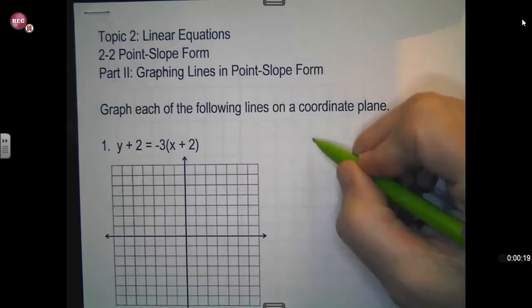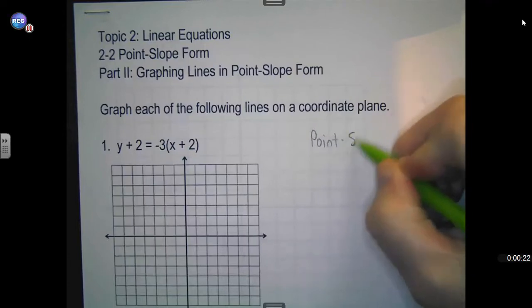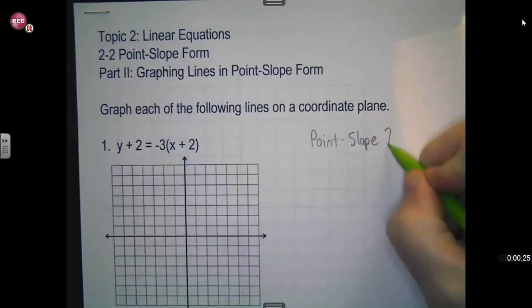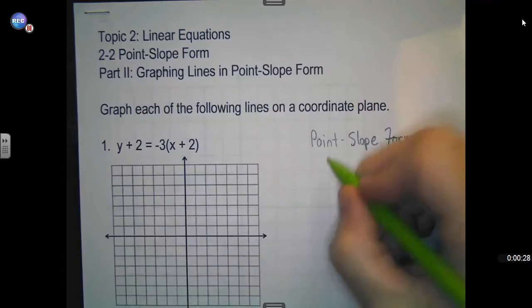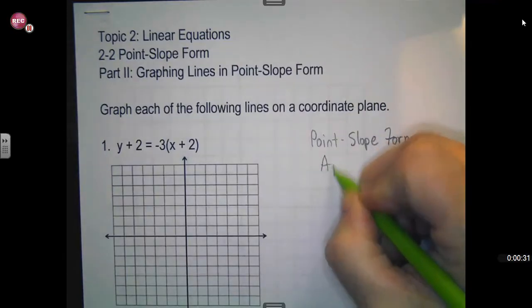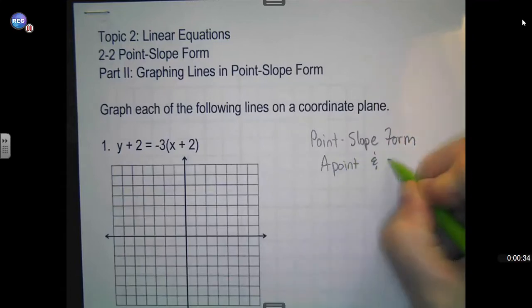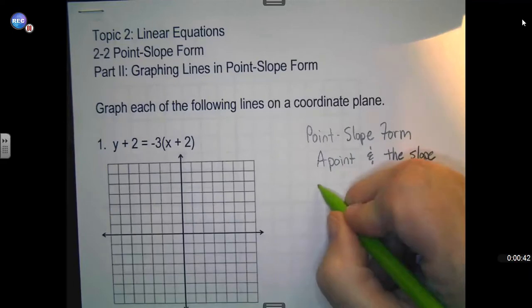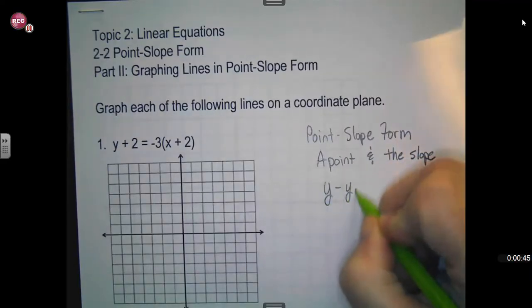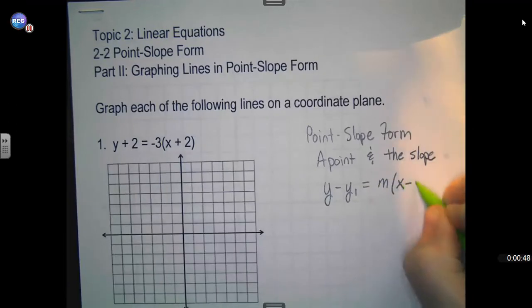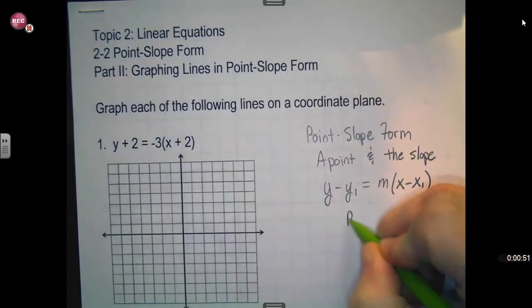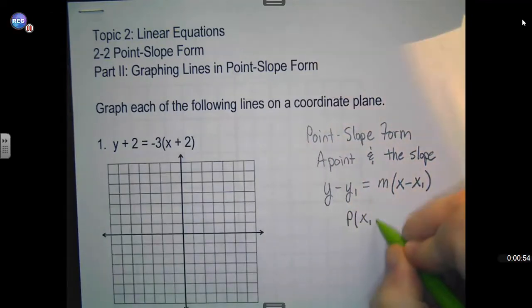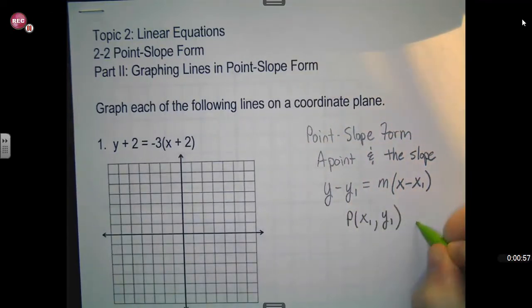So we're in point slope form, which tells me I can look at the equation and I am able to tell you a point and the slope. In general form, y minus y1 equals m times x minus x1. And so the point is x sub 1, y sub 1, and the slope is m, obviously.